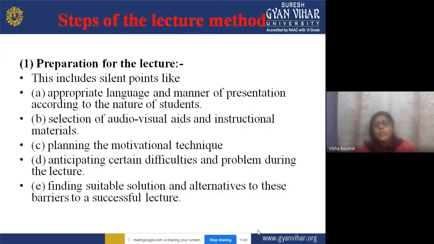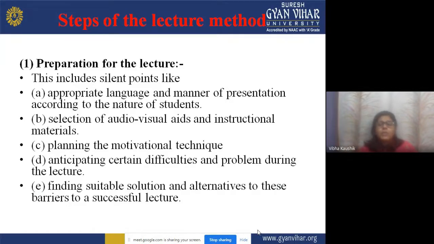Now, steps of the lecture method. What are the different steps of lecture method when a teacher decides to teach the students with the help of the lecture method? What steps should he follow? The first one is preparation for the lecture. The teacher has to prepare a lecture if he wants to teach the students with the help of the lecture method. Now, this includes salient points like appropriate language, means the language should be proper, it should be easy so that the student can easily understand it.